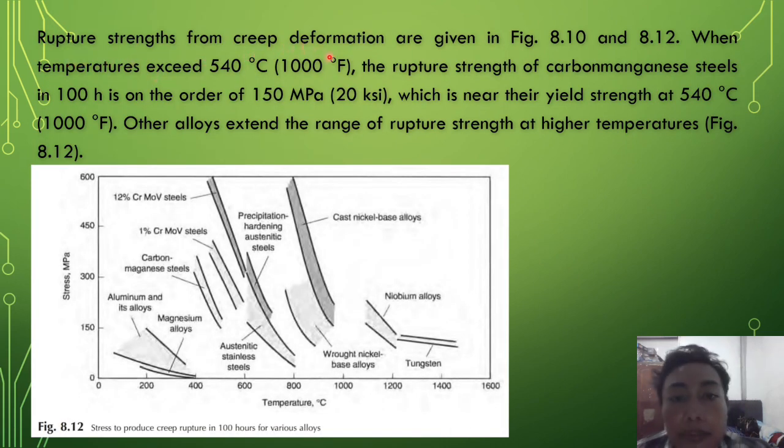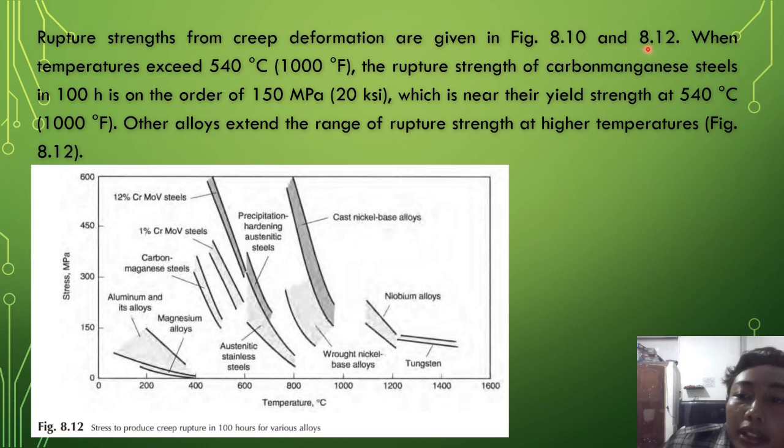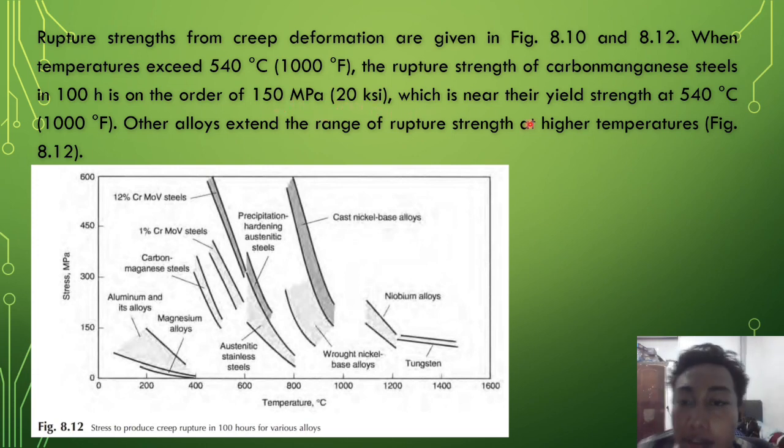The creep deformation is shown in Figures 8.10 and 8.12. At 540 Celsius, 1000 Fahrenheit, under the same condition, the stress after 100 hours is on the order of 150 MPa or 20 ksi, as illustrated at 540 Celsius and 1000 Fahrenheit. Another standard range of temperature is set at a higher temperature, like Figure 8.12.